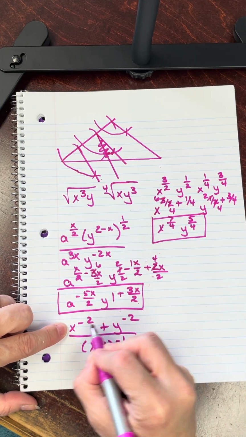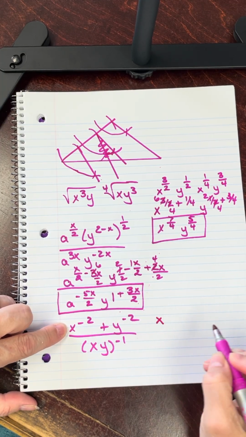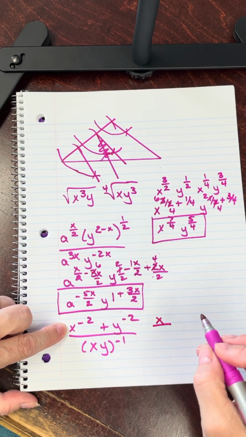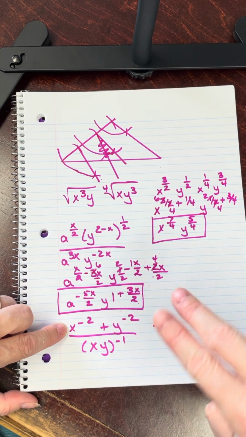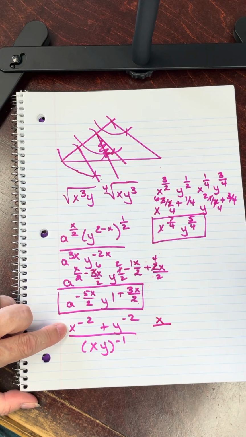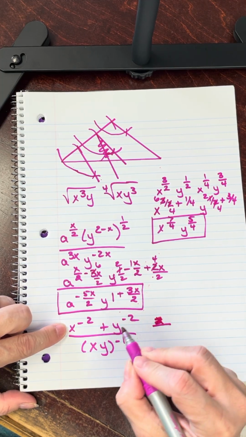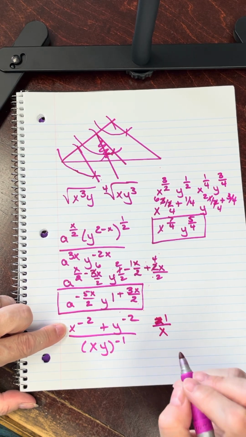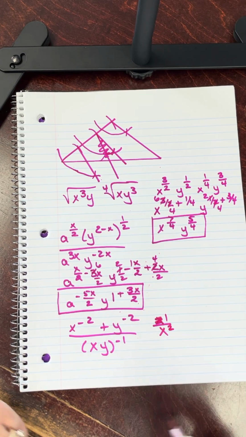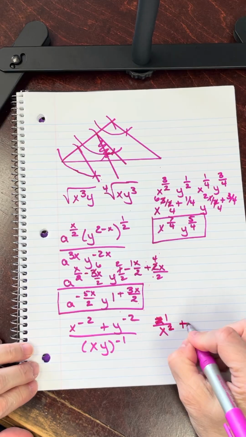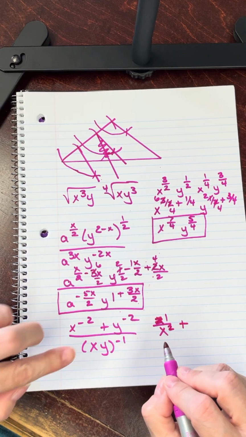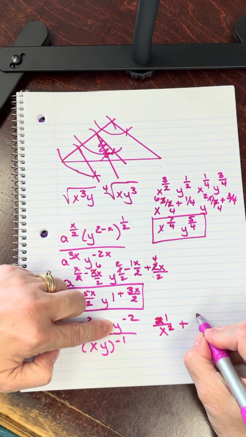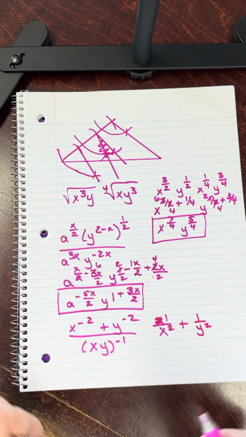So instead of having it x to the negative 2, I'm going to write that as x. I want to flip it. So, oh, sorry, that's backwards. X over 1 is implied here, so this should be 1 over x squared when you flip it, and now its exponent is positive. Plus, same thing happening here. This is implying y over 1, flip it so it's no longer negative, and it's 1 over y squared.